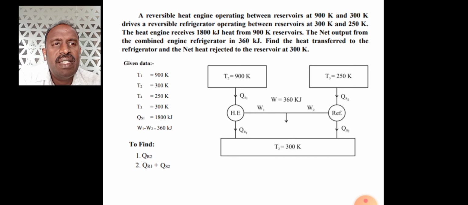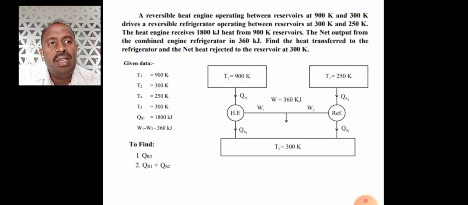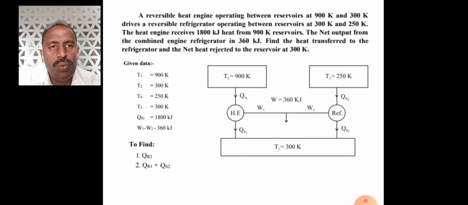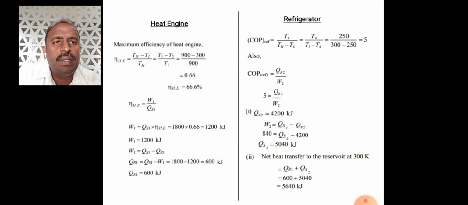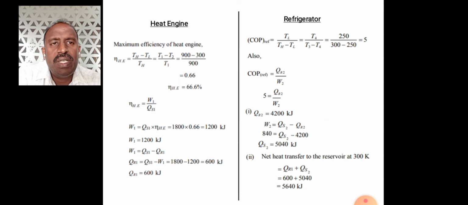Find the heat transfer to the refrigerator, which means you have to calculate QR2, and the net heat rejected to the reservoir at 300 Kelvin. The net heat rejected to the 300 Kelvin is one from the engine, QR1, and another from the refrigerator, QS2. So we have to calculate QR1 plus QS2. We can split it into two: the heat engine and the refrigerator.